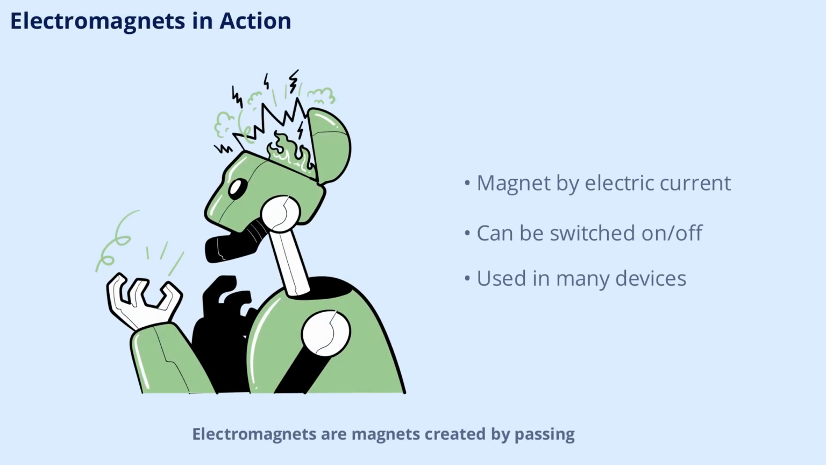Electromagnets are magnets created by passing electric current through a coil of wire. Unlike permanent magnets, electromagnets can be turned on and off by controlling the current. They are widely used in devices like electric bells, relays, cranes for lifting heavy metal objects, and MRI machines. The strength of an electromagnet can be adjusted by changing the current or the number of coils.